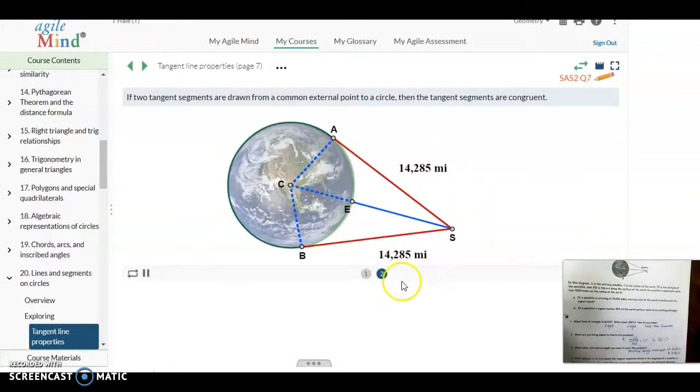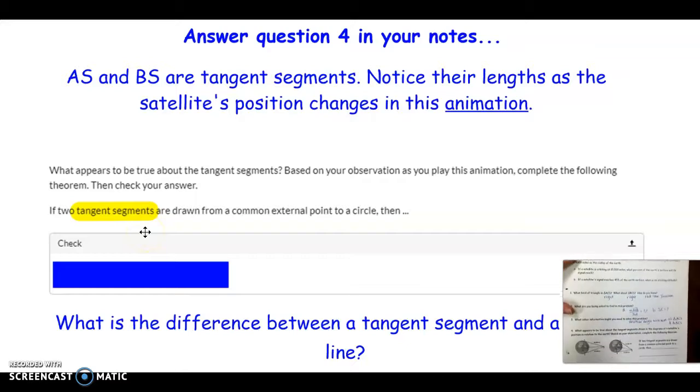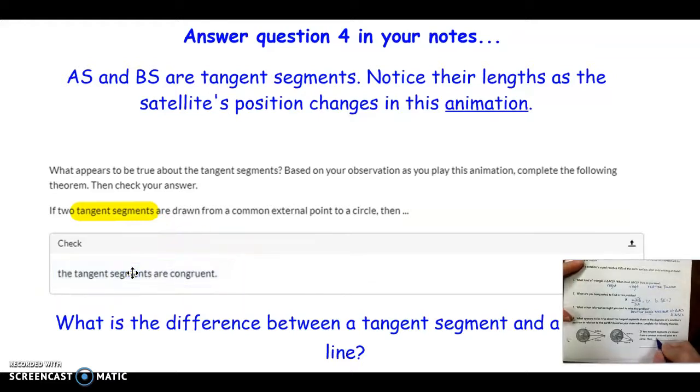Okay, so we are noticing that if two tangent segments are drawn from the same or a common external point to the circle, then they are always going to be congruent to each other. SA and SB are congruent. So that is what you are filling in question 4. If two tangent segments are drawn from a common external point to a circle, then the tangent segments are congruent.